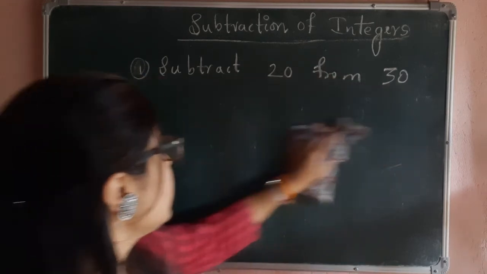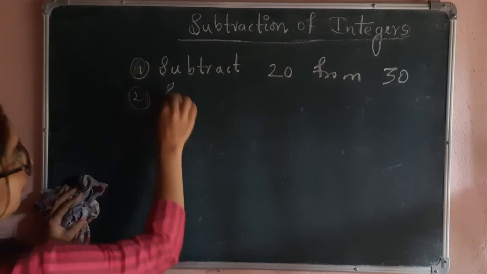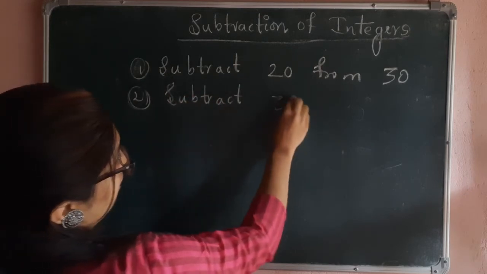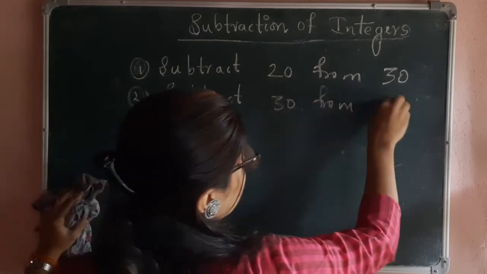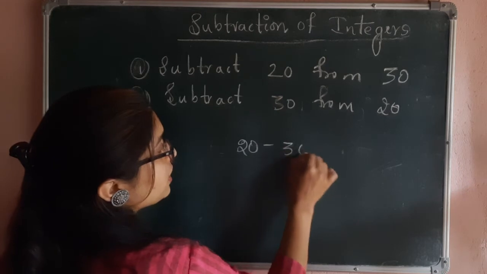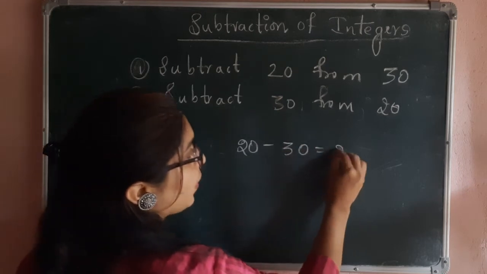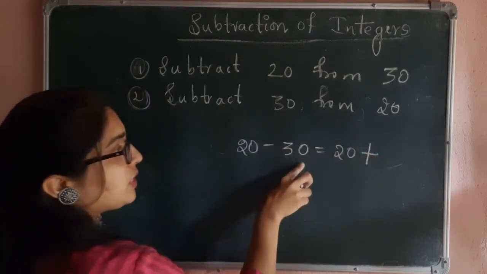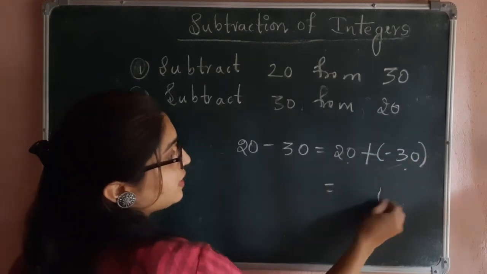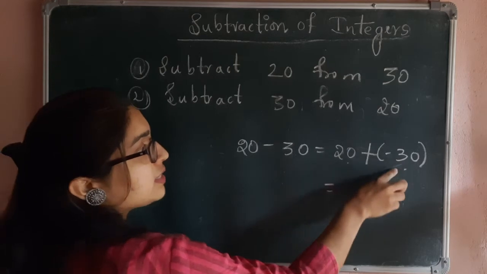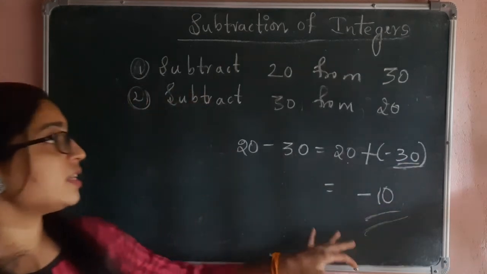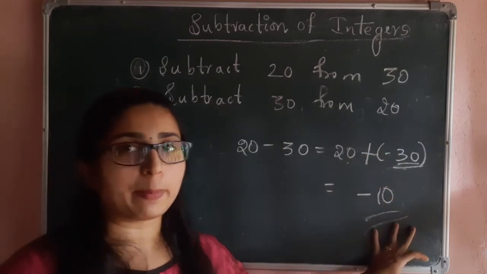Okay. Next is subtract 30 from 20. That means I am subtracting a larger number from the smaller number. So in this case, 20 plus, I am changing the sign of the subtrahend, minus 30. So the difference is 10. And what is the sign? Sign of this 30, that is minus 10. Okay. So this is how to solve the subtraction.